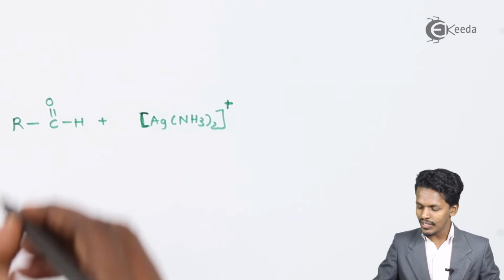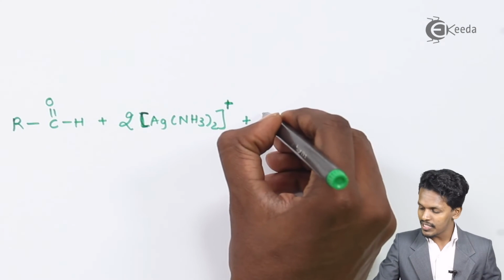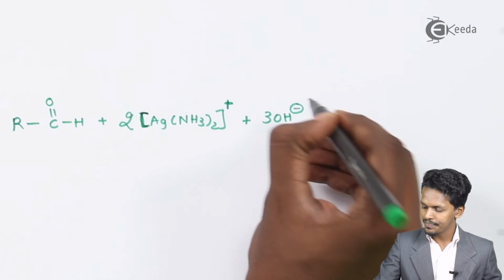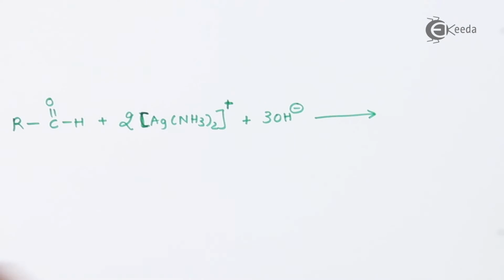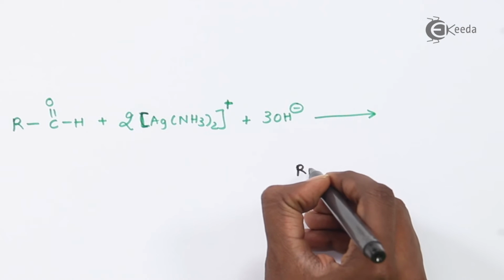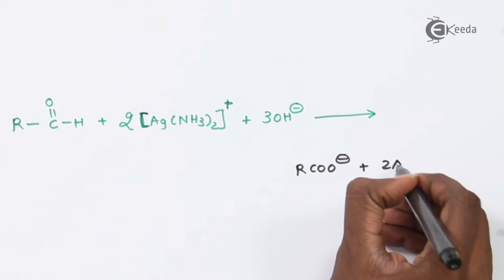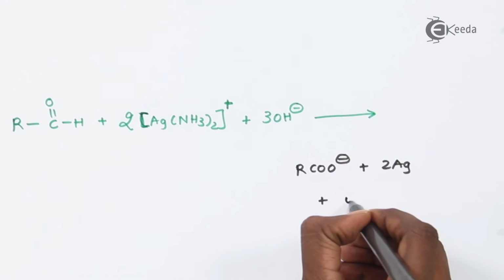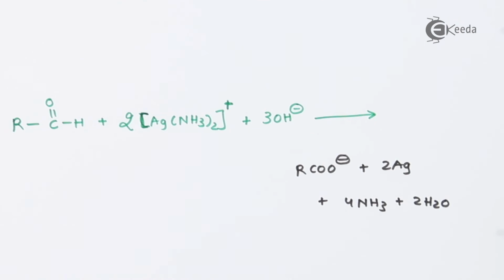But here we have to balance the reaction, and that's the reason we are adding 2 moles of this complex, and that also in a basic medium, that is 3 moles of OH minus. So this reaction will appear in such a way because this is a complex, and whenever it reacts with the aldehyde, a particular product will be obtained, and that product will be the carboxylate ion, RCOO minus, along with 2 moles of Ag, that is silver, 4 moles of NH3, and 2 moles of H2O. So this is what we will get.